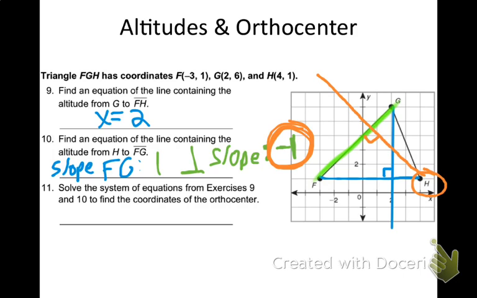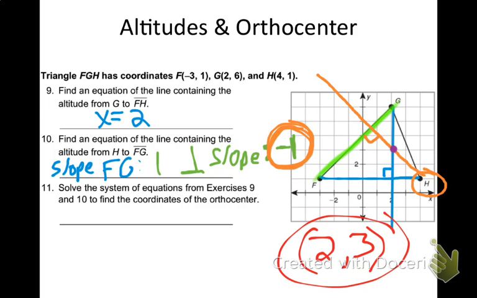So now I have two altitudes. I'm looking for that point of intersection right there. Where do they intersect at, Nathan? They intersect at 2, 3. 2, 3 is correct. Nice job. So that's what we're looking for. We're looking for that point of intersection of the orthocenter. Again, look for the perpendicular and horizontal lines first, then find one of the other slopes or altitudes.